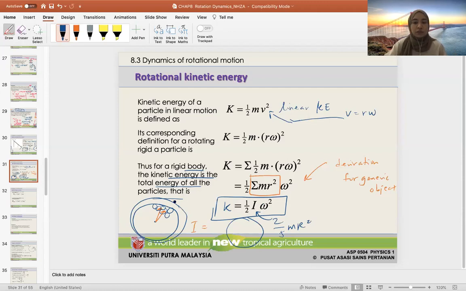So K is 1/2 mv squared. K for rotational is 1/2 I omega squared. If you don't want to remember the rotational one, it's the same: 1/2, the mass equivalent is I, the v equivalent is omega. So it's the same. You don't have to memorize actually.